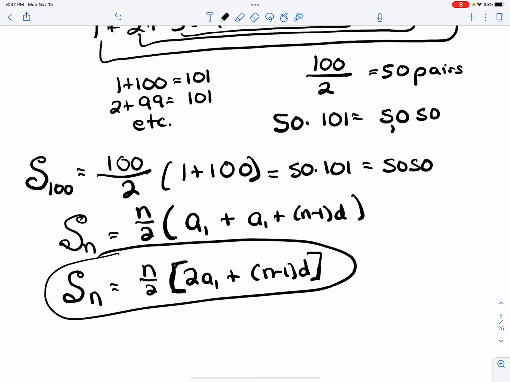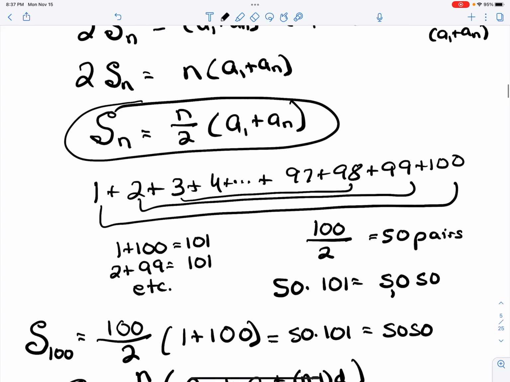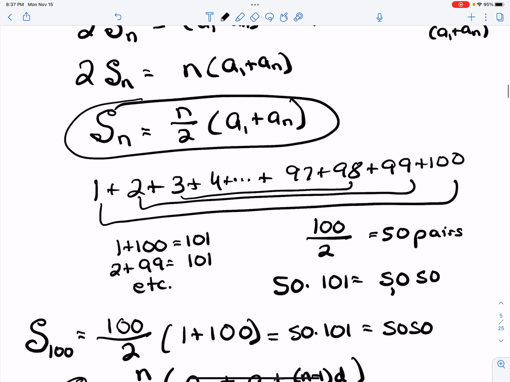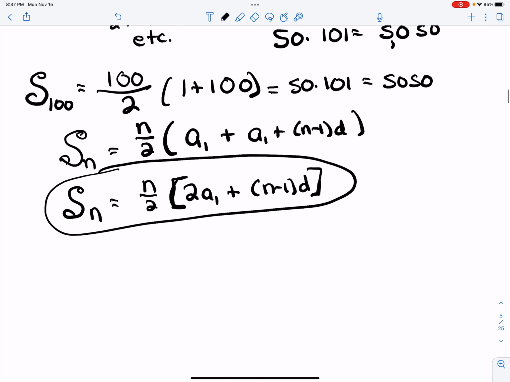Because what if you don't know the last term? The other formula requires you to know the last term. What if you don't know a sub n? You just know a sub 1. As long as you know the common difference, you're good, and you can use this formula instead. So, it gives you some options, depending on what your information is.